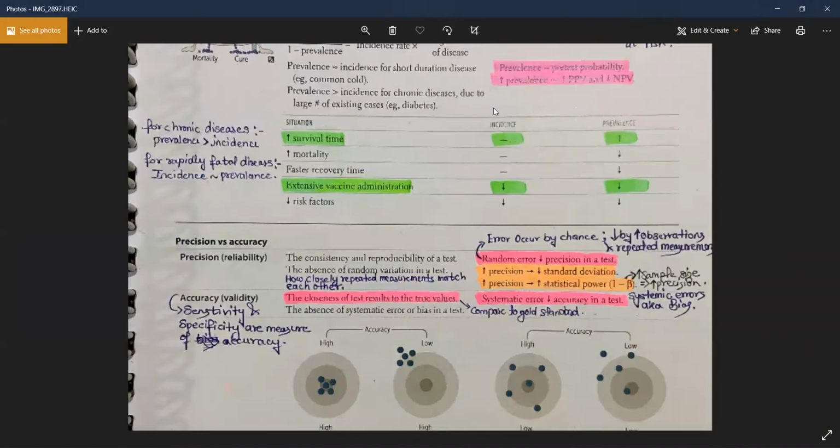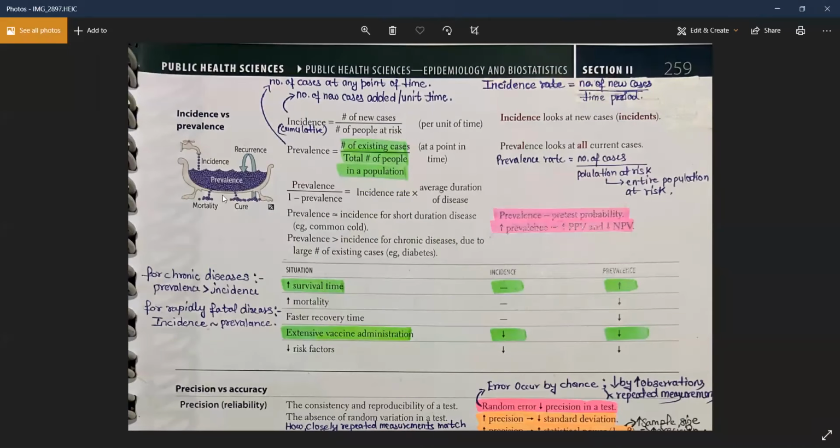Okay, so now we're going to discuss the incidence and the prevalence. Incidence is the number of new cases which are added to a certain population at a given period of time. For example, you want to study a population for 1 year, and in this 1 year, how many new cases are added? This is known as the incidence. And for the prevalence, you want to know how many cases are present in the population at this point of time. So the total number of cases which are present in a population is known as the prevalence, and the number of new cases which are added to the population is known as the incidence.